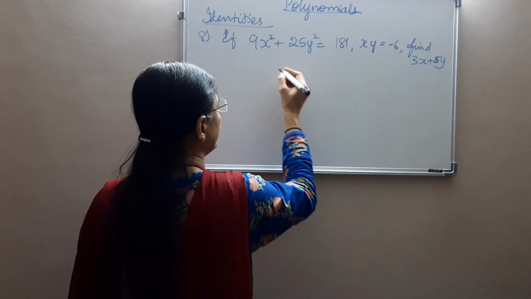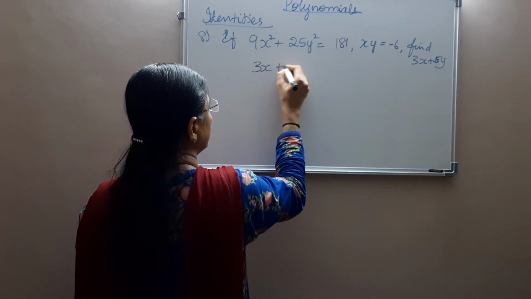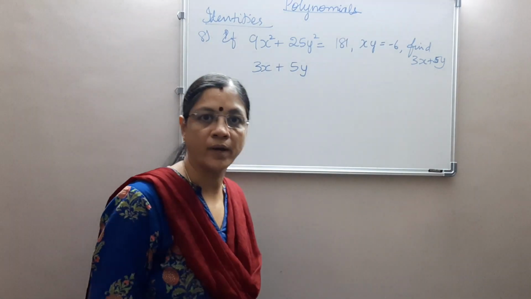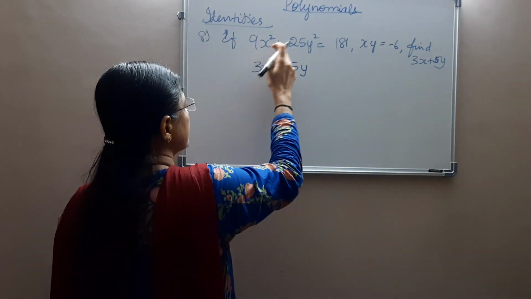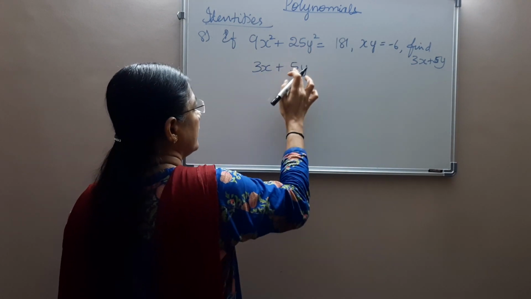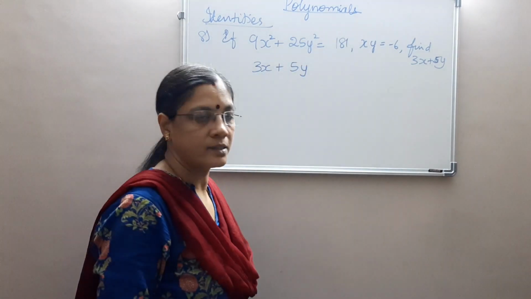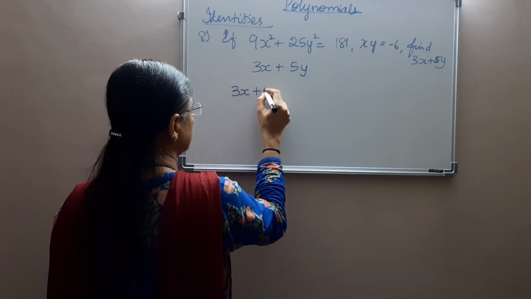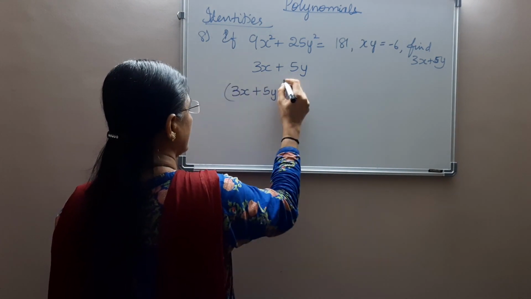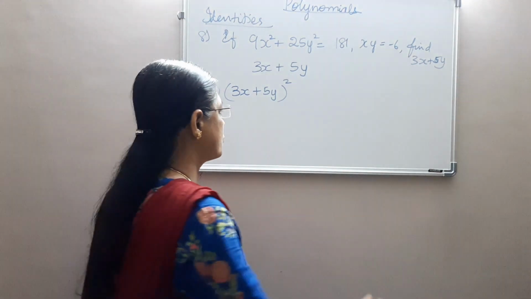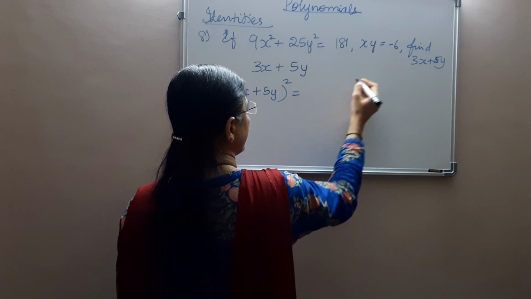Just correlate the question with the given data. See, your question is to find 3x plus 5y and you are given 9x squared and 25y squared. This 9 is nothing but 3 squared and 25 is nothing but 5 squared, isn't it? So what we need to do is, we just square the term 3x plus 5y, the whole square. So what do we get upon expansion?